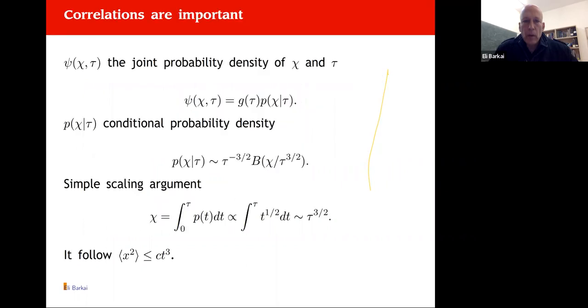I'll skip this. So again, the joint PDF is given by the marginal PDF times P(ψ given τ). This is given by the scaling function. The letter B is because of something called Bessel excursions. And why is it scaling like τ to the power 3/2? This is a simple argument. We are looking at large ψ, then when ψ is large, there is no dissipation actually, and then p is diffusive. If it's diffusive, it goes like t to the half, and then ψ goes like τ to the power 3/2. And then the MSD is going to be bounded by t to the power 3.